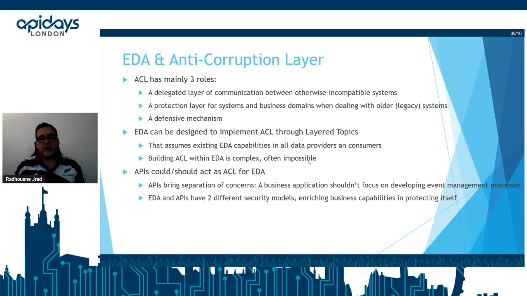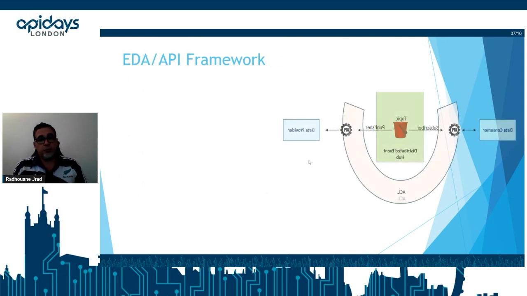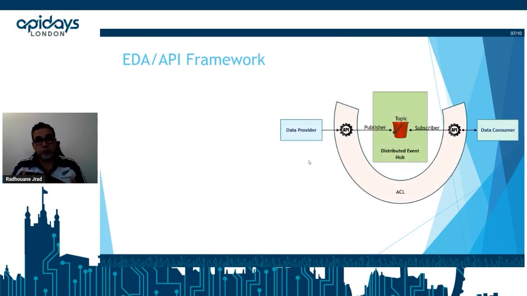APIs have a different type of security because they're synchronous compared to EDA, so the business can choose and combine that element. That leads effectively to the proposed framework, and this is a framework that has actually been implemented. In the middle, you have the distributed event hub. You can have just a PubSub if you want. And then you have a data provider and a data consumer who are not able to send messages to the topic.